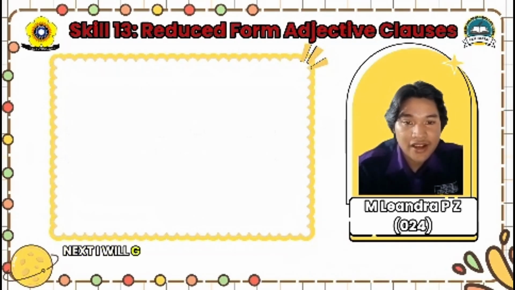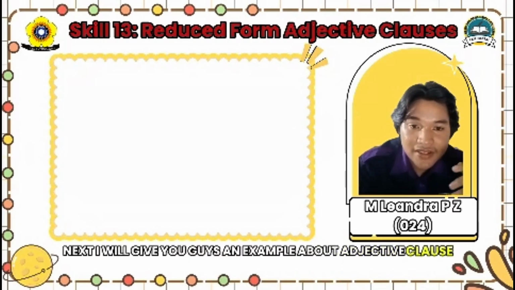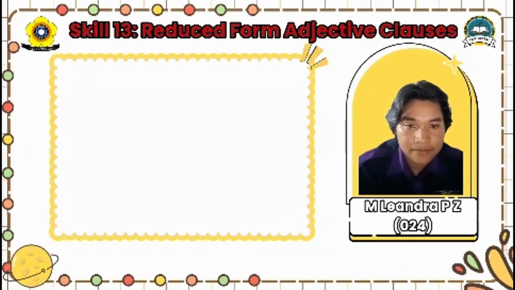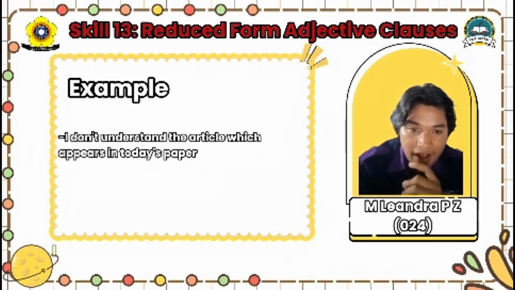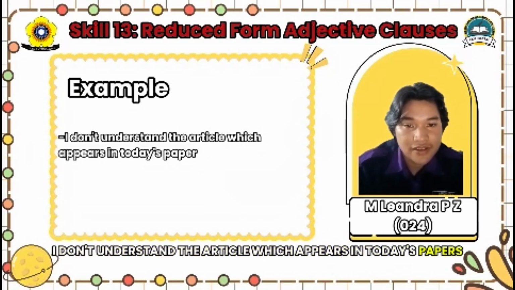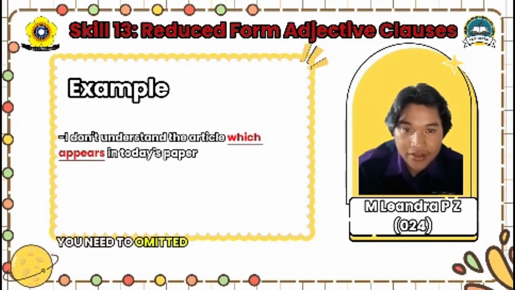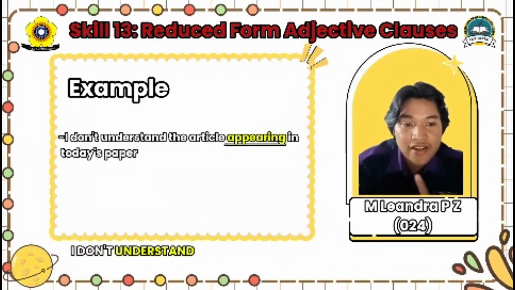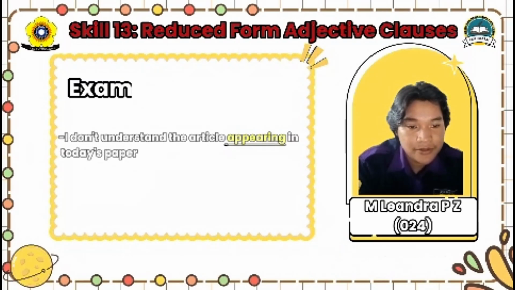I will give you guys an example of an adjective clause where there is no be verb in it. Can you see it? I don't understand the article which appears in today's papers. Like I said, if there is no be verb, you need to omit the connector and change the verb into verb ing. I don't understand the article appearing in today's paper.